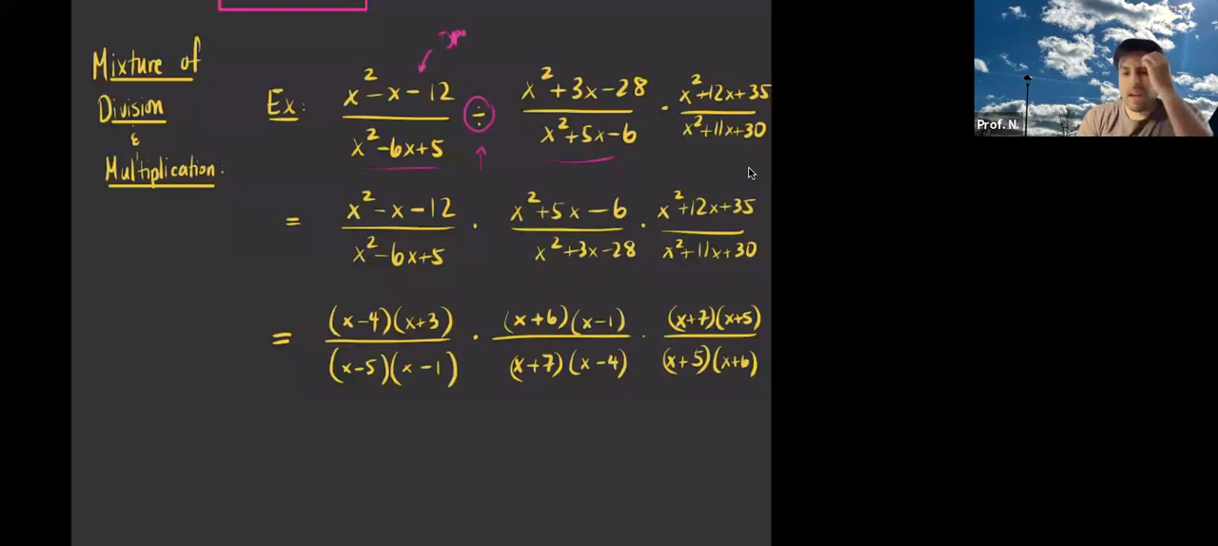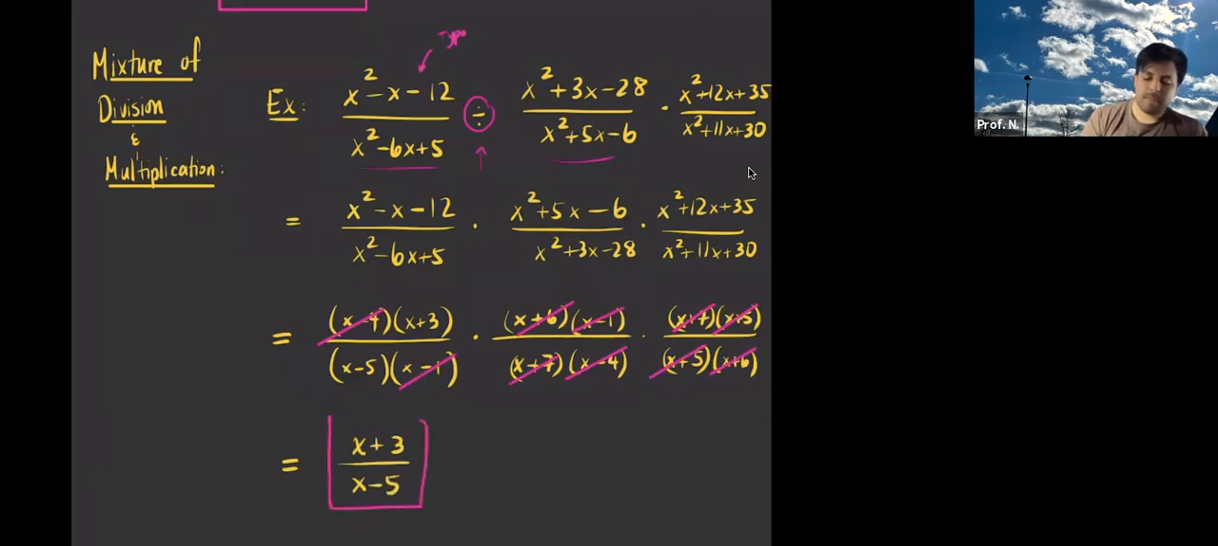Okay, so now when we have all of this factored out, what cancels out? Well, the x minus 4s cancel. Boom. The x plus 5s cancel. The x plus 7s cancel. The x plus 6s cancel. The x minus 1s cancel. And I cancel all of them. So see, after all that hard work, things cancel out really nicely. And then the result is x plus 3 over x plus 5, x minus 5. And that should be the final answer.